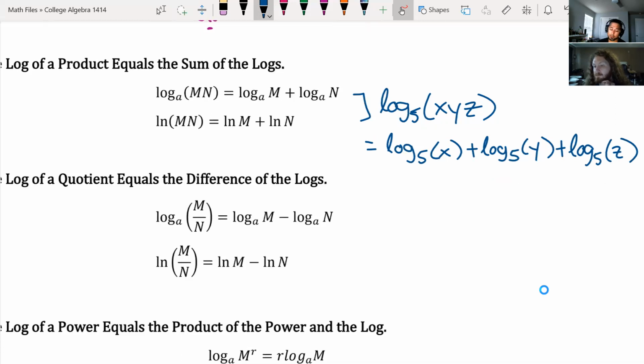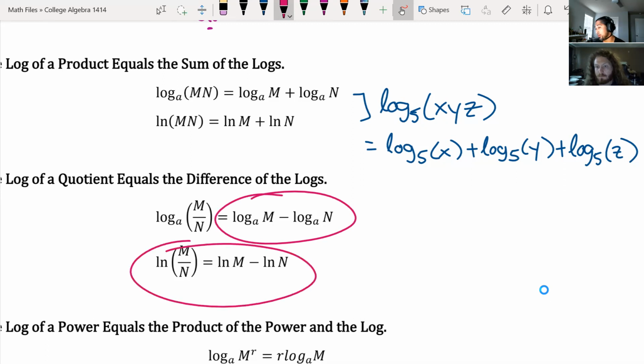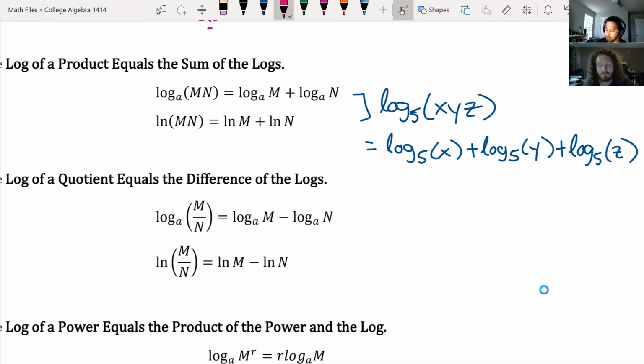Then the next property is the quotient to difference rule. So if I have a quotient inside my log, then I can write it as a difference. Log base a of m over n can be rewritten as log base a of m minus log base a of n. Same goes for the natural log. Natural log of m over n can be rewritten as natural log of m minus natural log n. All right, good property. Let's try the natural log this time.